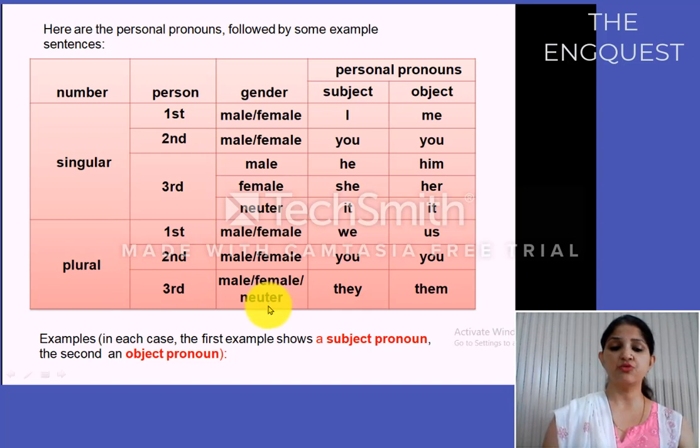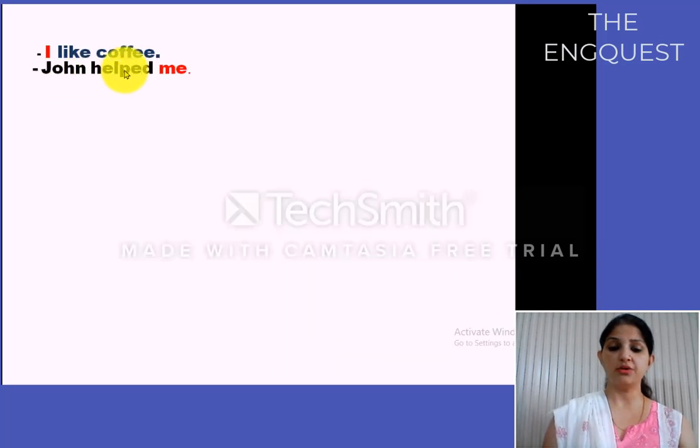Now, let's move to the third person plural. Male, female or neuter gender. Subject, they. They have done their work. And if we use it as an object pronoun, then we can say this job is done by them. Now, let us move on to the next slide.